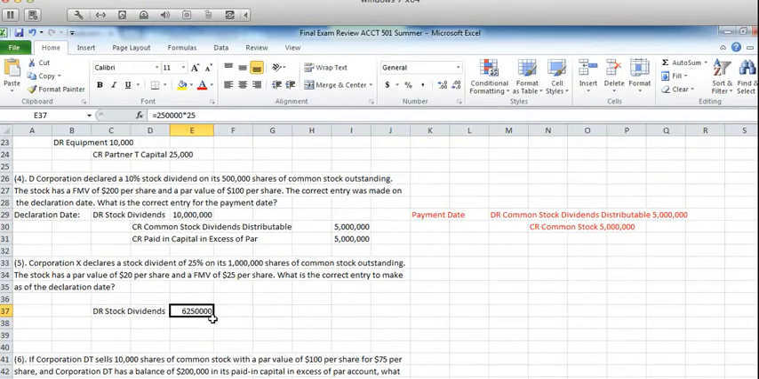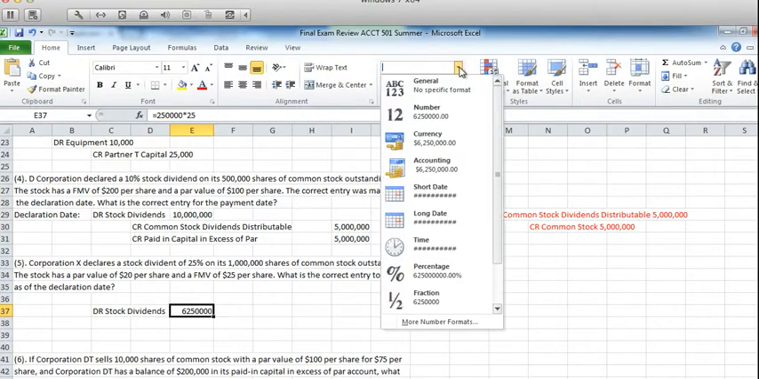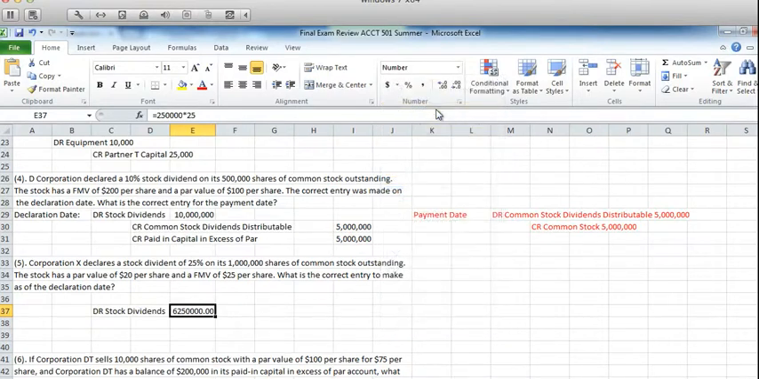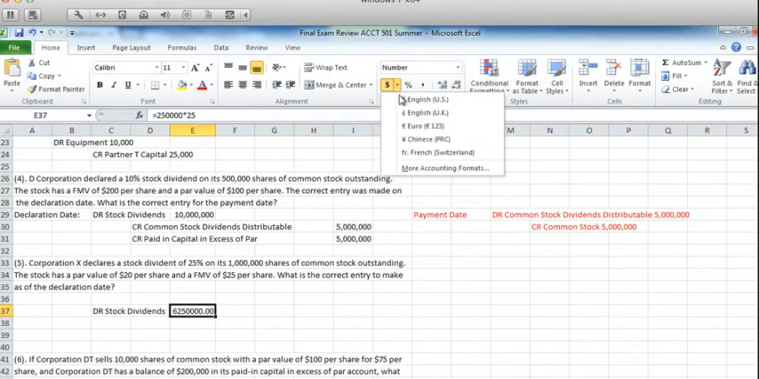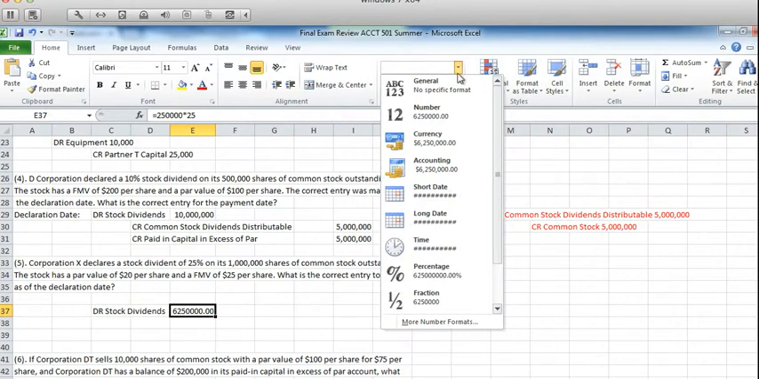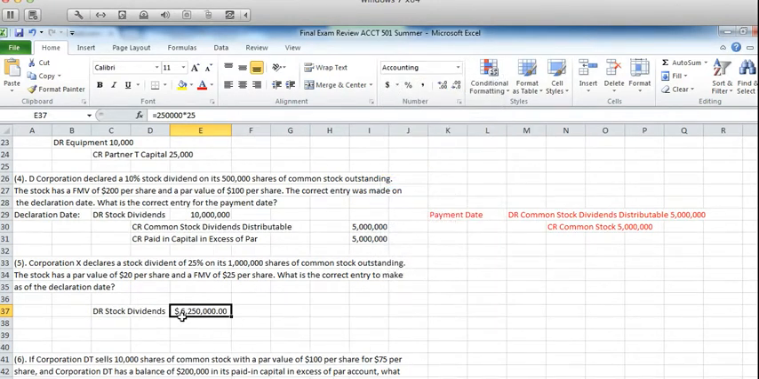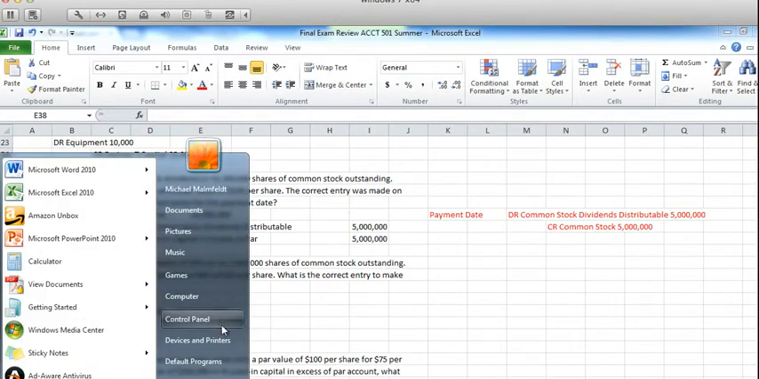And that gives us, let's change that to... no, that doesn't really help. I'm going to change this to accounting format here, even though generally you don't put a dollar sign with journal entries, but this will just show you where all the commas are, more easily readable, so you can see that's $6,250,000.